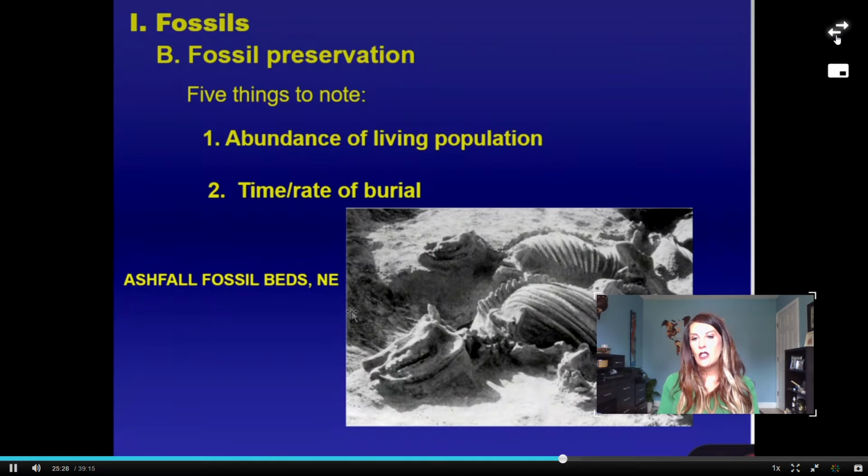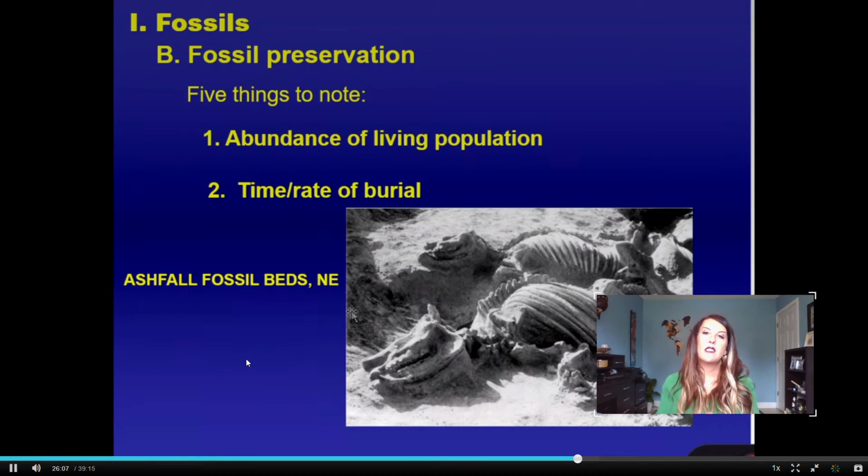So what you're seeing here are skeletons of rhinos. The Ashfall Fossil Beds were just discovered in the 1990s by one of my professors there, who's a paleontologist. He found these buried rhino deposits. And what had happened in this case was there's a volcano in Wyoming that became volcanically active. The ash wafted across towards Nebraska. And again, it produced enough volcanic ash that it buried this ecosystem in place.